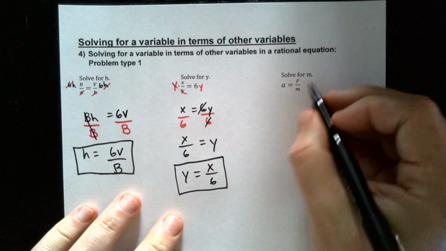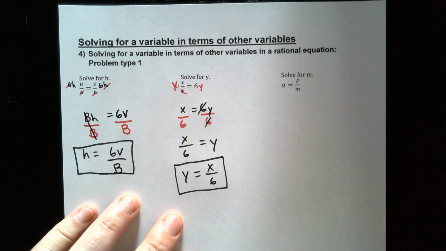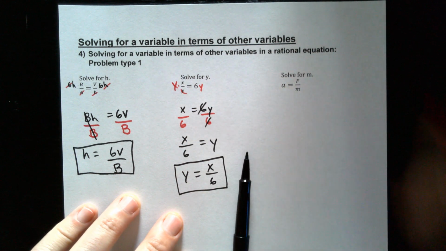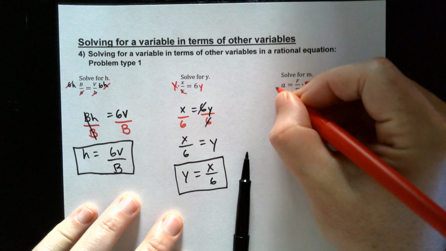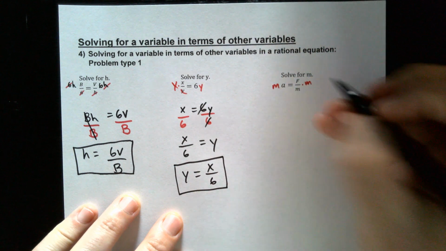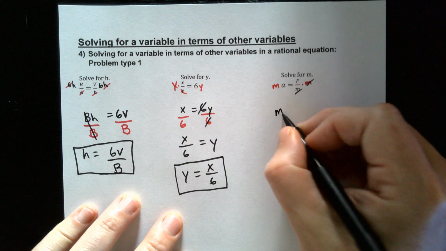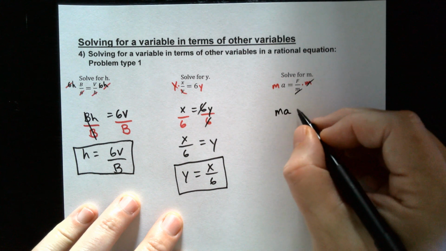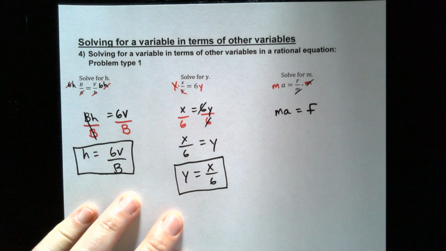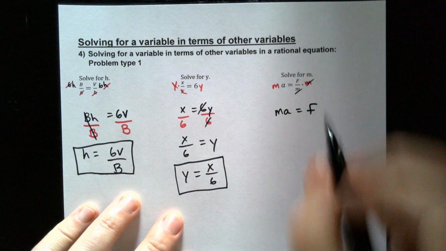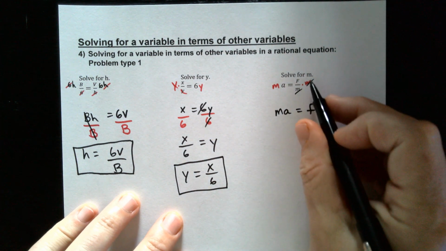Now the third one, solve for m. It's very similar to what we just did. We will multiply by that denominator on both sides. That'll make it cancel right there. And then we get MA or AM, however you want to write it, equals F. If you're familiar with physics at all, force equals mass times acceleration might come to mind. But again, they ask us to solve for M.